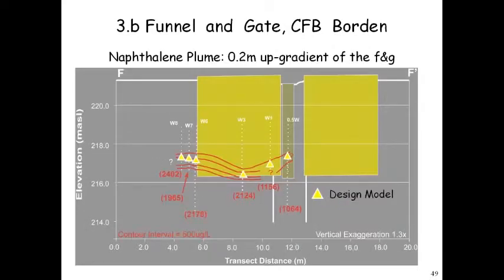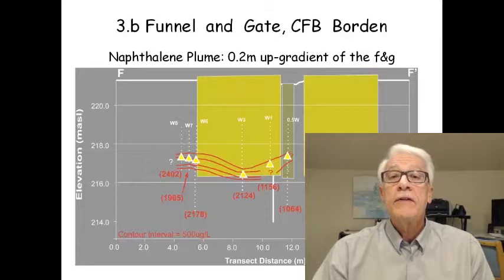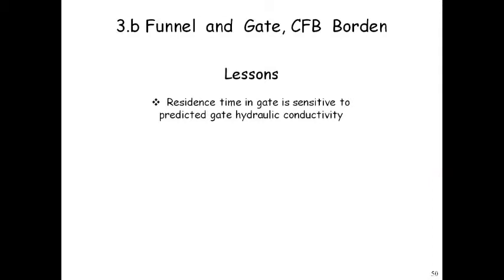So sure enough, we modeled and we had installed some additional piezometers to see where the plume went, and it did go around the funnel and gate, mainly to the left side and a little bit down. And that turned out to be essentially where the model had predicted we would find the plume going around the gate. Much of the plume went into the gate, however, and so we had some opportunity to treat the naphthalene contamination. So what lessons did we learn?